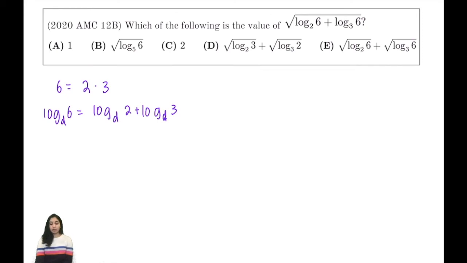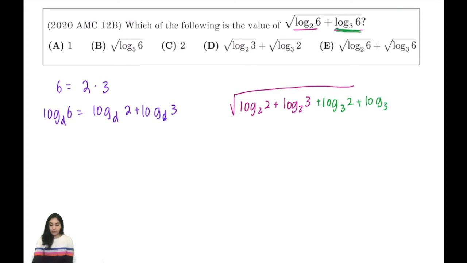And we can apply this formula to our expressions log base 2 of 6 and log base 3 of 6. What we'll see is that log base 2 of 6 is equal to log base 2 of 2 plus log base 2 of 3. And our other expression, log base 3 of 6, will be equal to log base 3 of 2 plus log base 3 of 3. So now we can see that log base 2 of 2 is 1 because 2 to the power of 1 equals 2, and log base 3 of 3 is also 1 because 3 to the power of 1 is 3. So this can be simplified to 2 plus log base 2 of 3 plus log base 3 of 2.